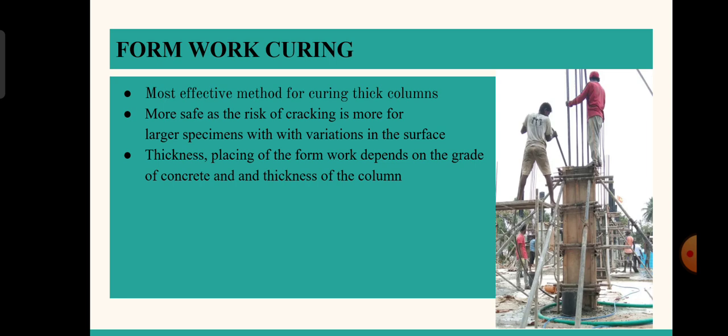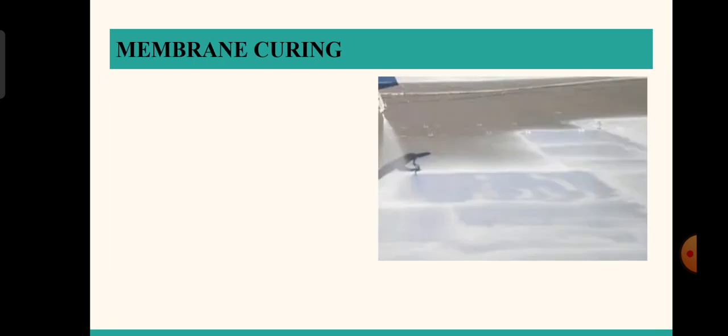So how much thickness of the formwork, and what type of material we need to place for the formwork, all that depends on the grade of concrete which is used for the structure, as well as the thickness of the column which is used in the structure. So both are interdependent.